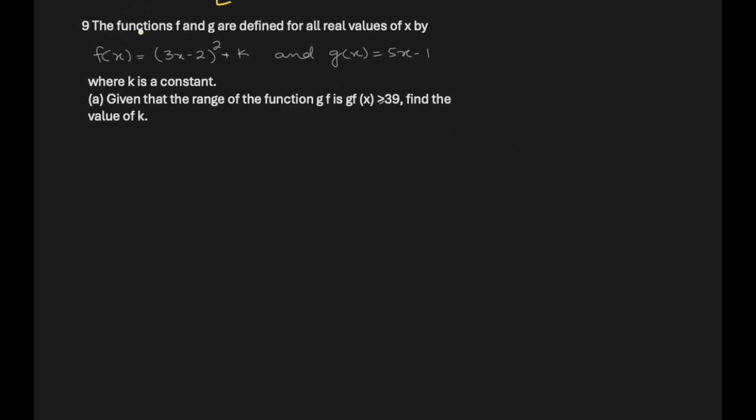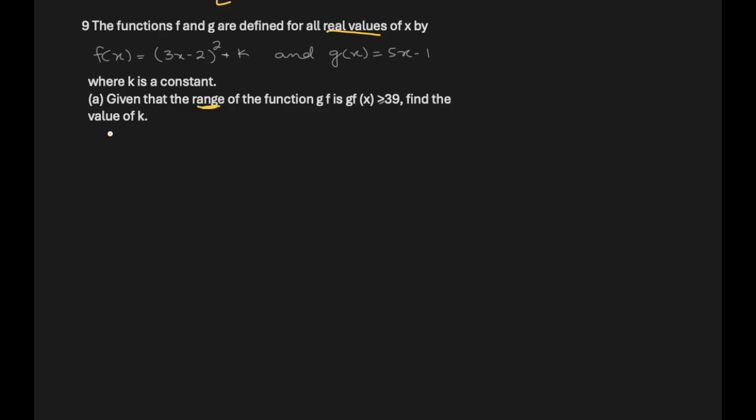Question number 9. The functions f and g are defined for all real values of x by this and this. This is quadratic, this is linear, where k is a constant. Given that the range of the function gf is greater than or equal to 39, find the value of k.